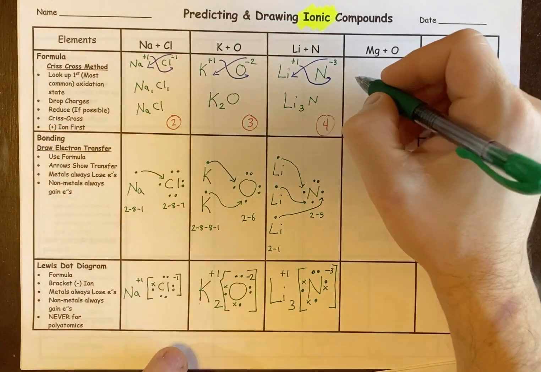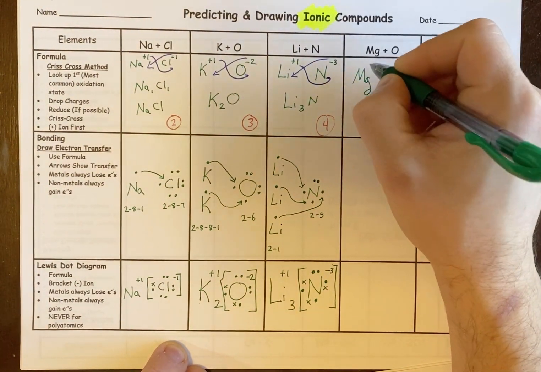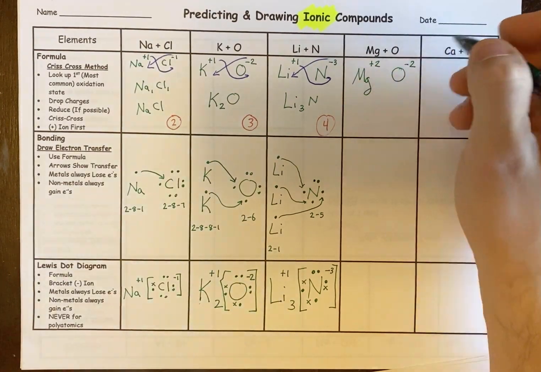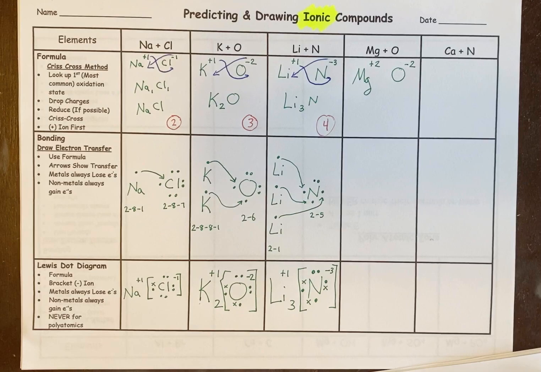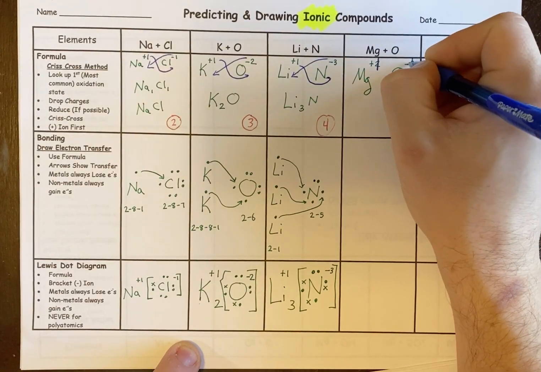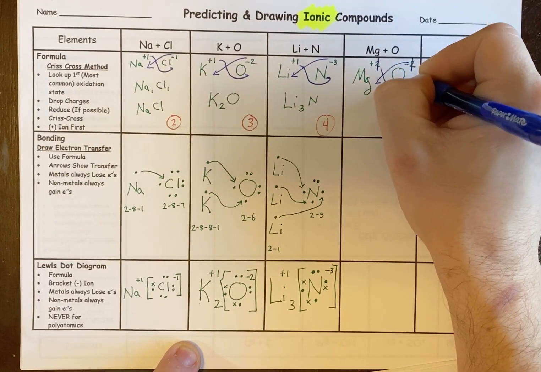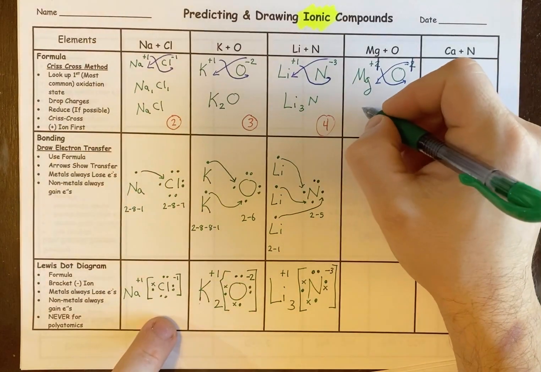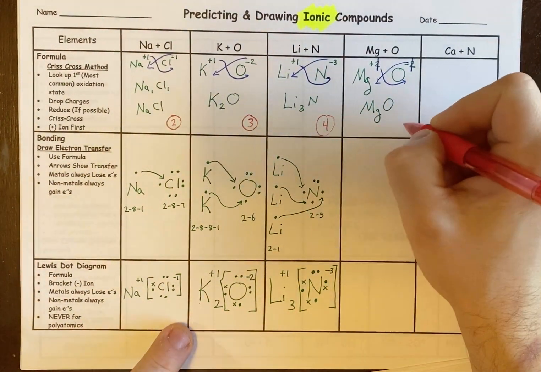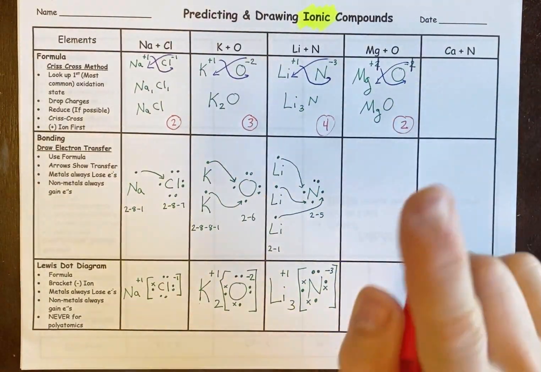That's just formatting and how it's typically written. All right, next one. Mg +2, oxygen -2. So now here's a trick. We ignore the charges. We reduce if possible. 2 and 2 can be reduced to 1 and 1. And then we crisscross. So now my formula is going to be MgO, and I'm only going to have 2 atoms, not 4.